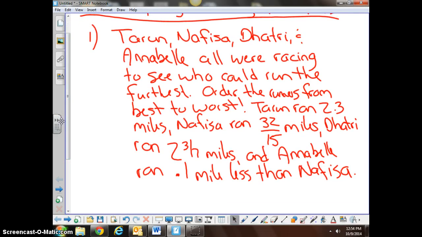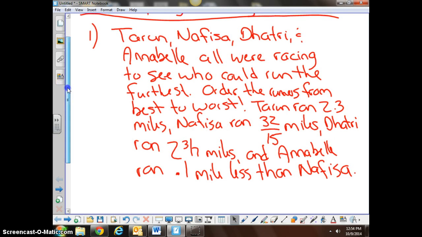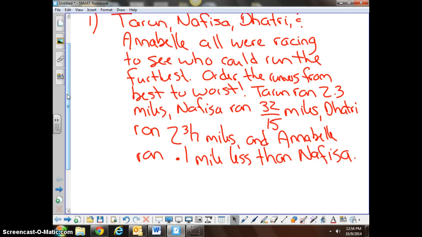So we have it. Tarun, Nafisa, Daughtry, and Annabelle are all in a race to see who can run the furthest. We're going to order their distances from best to worst. Tarun ran 2 3/10 miles. Nafisa ran 32/15 miles. Daughtry ran 2 3/7 miles. And Annabelle ran 1/10 of a mile less than Nafisa.